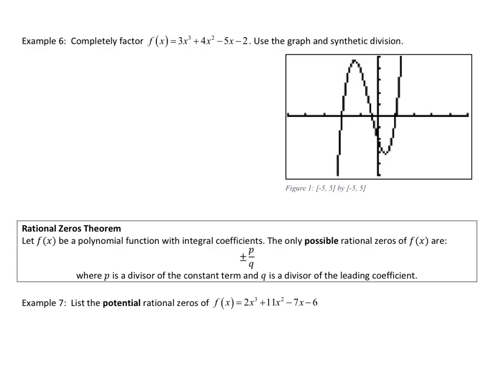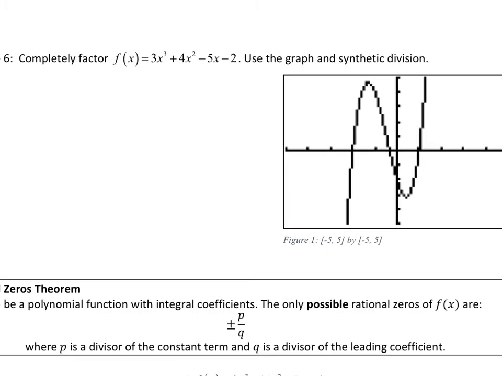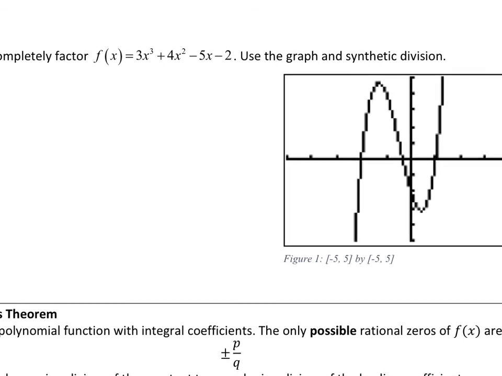So here's kind of why we went about doing all of this. We have this polynomial, f of x equal to 3x cubed plus 4x squared minus 5x minus 2, and we want to completely factor it. That's a cubic function, which means I can't just sit here and guess and check factor. I'm going to have to use some more advanced skills. So I looked at my graphing calculator, and I found these three things.